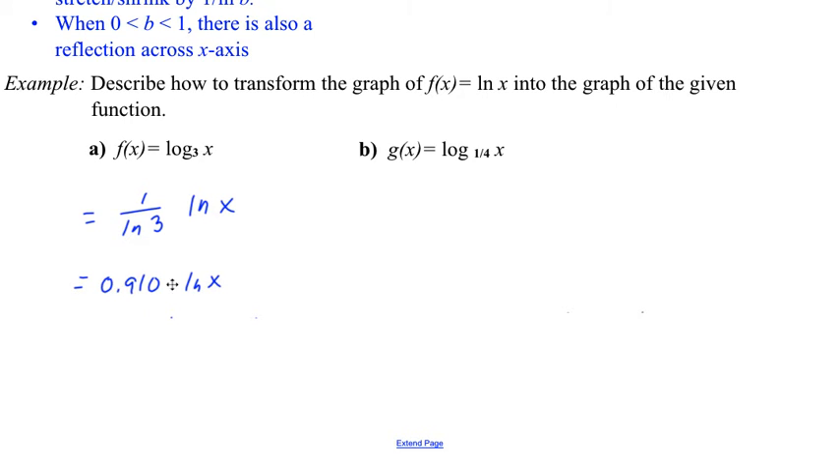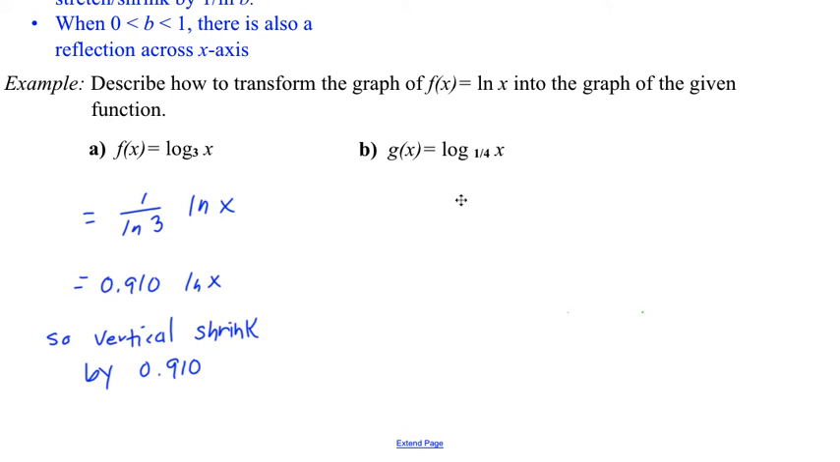Well, now you can describe that. Once you have this constant value, that's a number less than 1, it's outside the function, so that tells us that that is a vertical shrink by a factor of 0.910. So there you have it. Go ahead and try this one on your own and pause the video and I'll give you the answer when you come back.